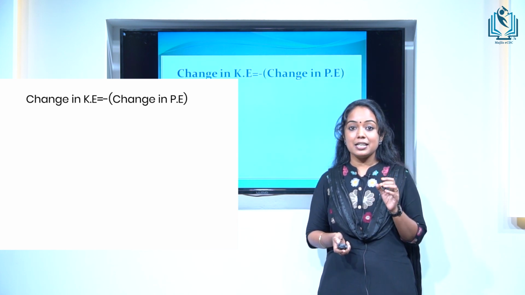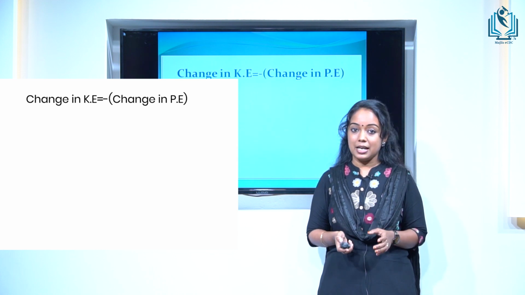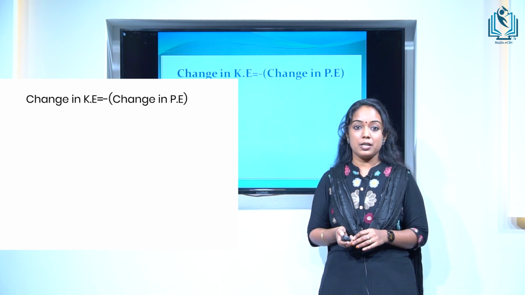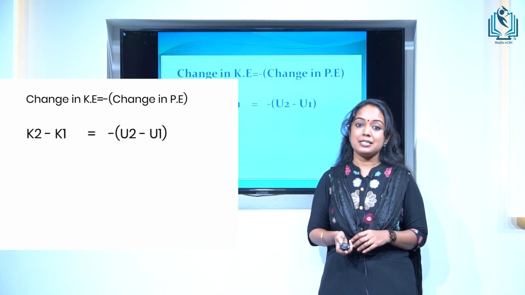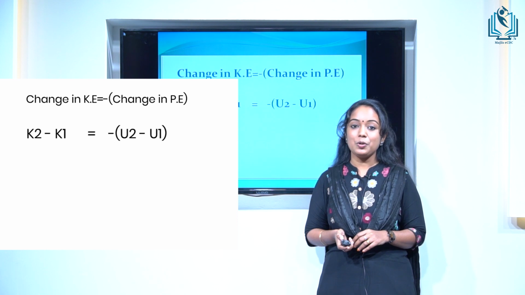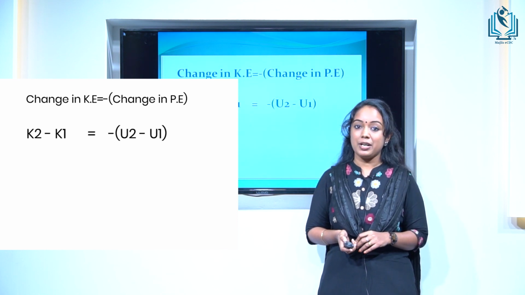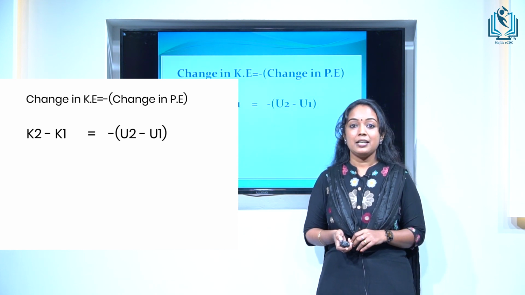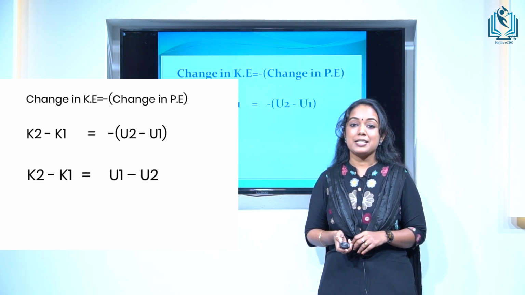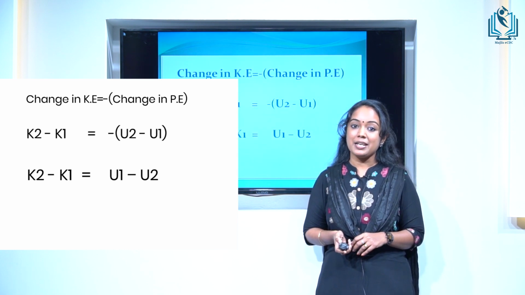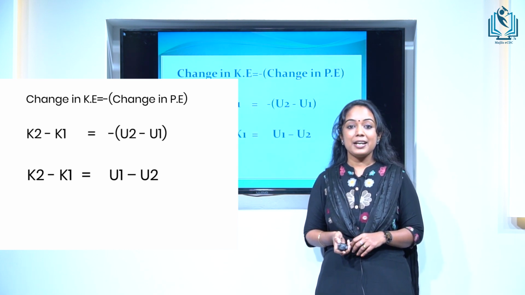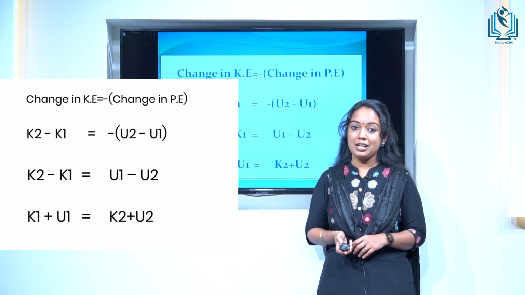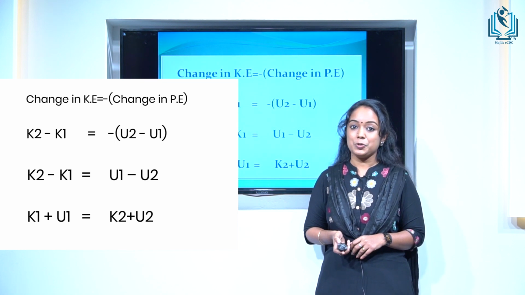The change in kinetic energy can be expressed as K2 minus K1 and change in potential energy can be expressed as U2 minus U1. So, the above statement can be written as K2 minus K1 is equal to minus of U2 minus U1. On RHS, take the negative sign inside. Then the expression will become K2 minus K1 is equal to U1 minus U2. On rearranging this expression, we get K1 plus U1 equal to K2 plus U2.